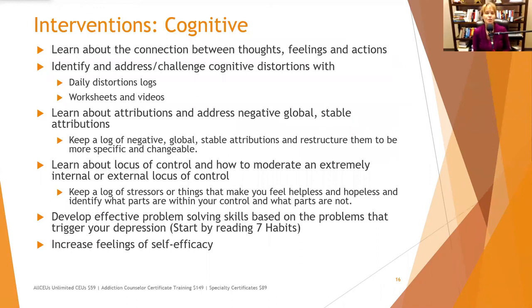Learn about attributions and address negative, global, stable attributions. Again, have them keep a log of negative, global, stable attributions and restructure them to be more specific and changeable. So if they're thinking things are always one way and everything is always one way, then we want to help them see that some things are sometimes this way.